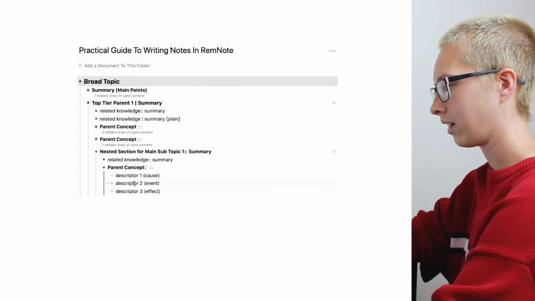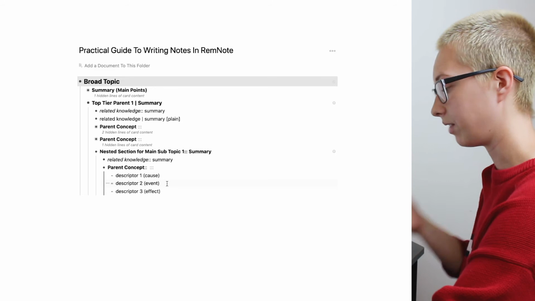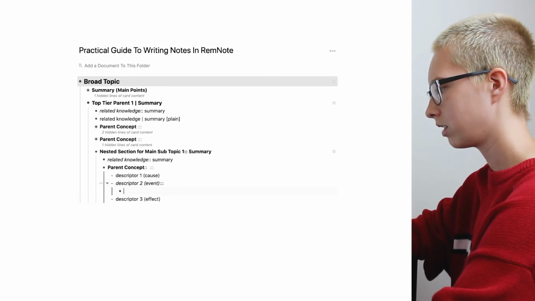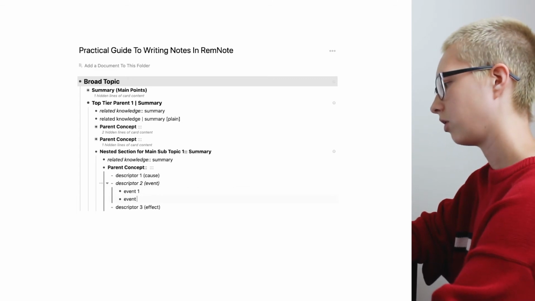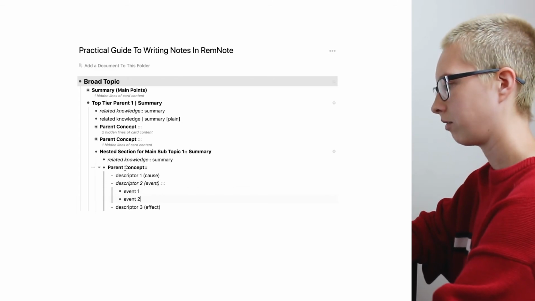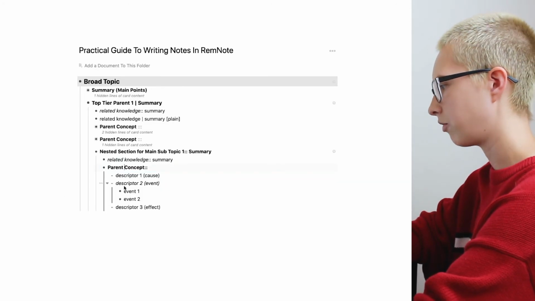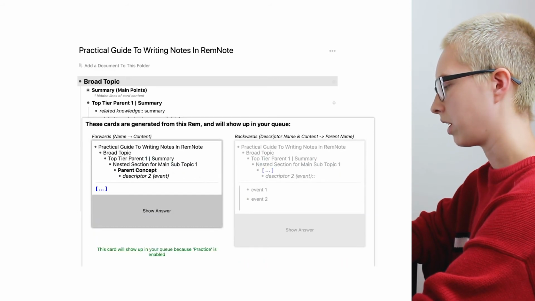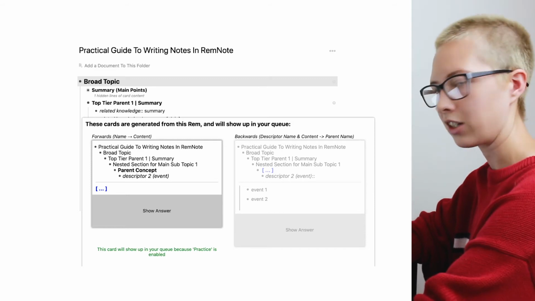Now we can actually do something like a hybrid. Let's say within this event, we want to remember sub-events of it. We can bring this in even further and do three colons for a multi-line. We can go event 1 and event 2. Now how does this flashcard look? We'll be prompted to remember each descriptor like before, but when we are asked about descriptor 2, we are going to be asked to recall those two events that coincide with it.